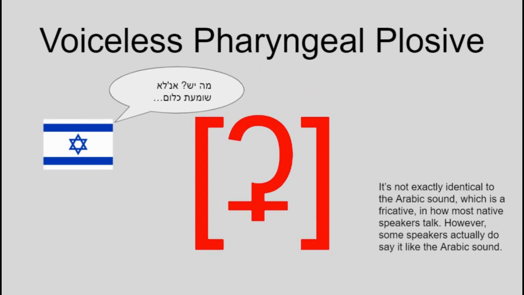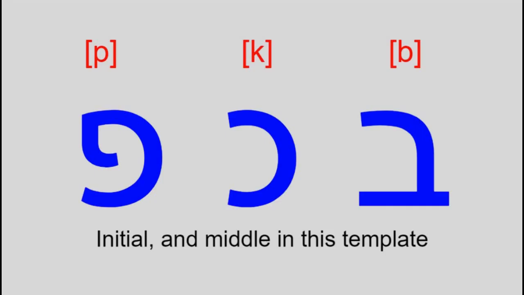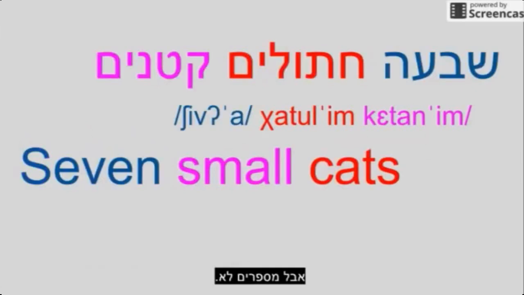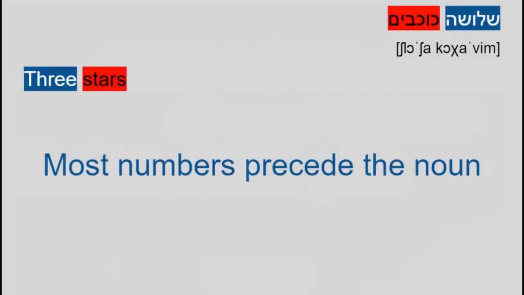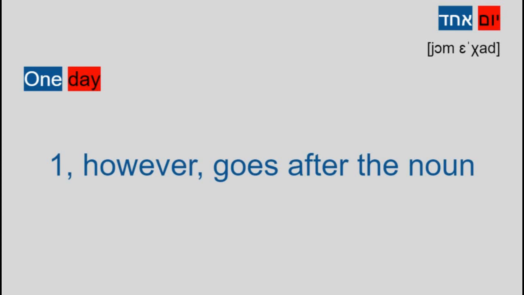just ignored. Also in this segment, the word for "last" is ibud, with a b, as that particular template takes the plosive versions of the allophones I'd mentioned earlier in the video. Modifiers almost always come after their nouns, namely adjectives, but not numbers. The statement that numbers in Hebrew come before their nouns is, for the most part, correct. However, there's an exception. The number 1, echad or achat, goes after the noun.